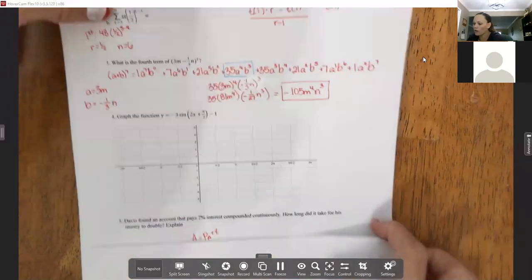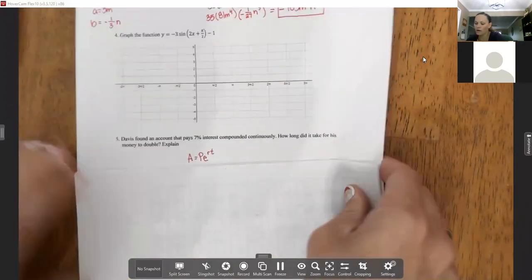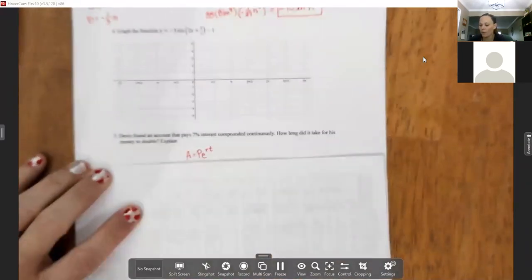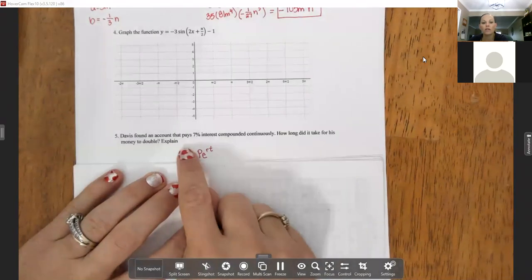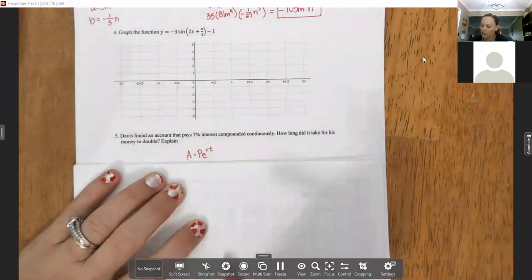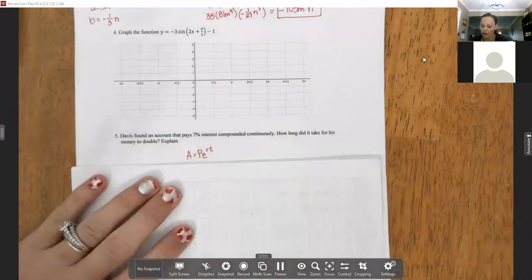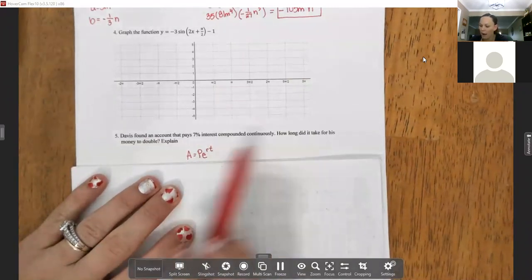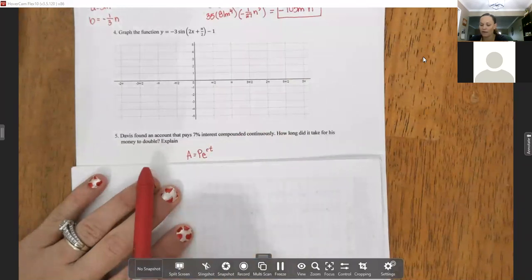Okay, so on number 5 here, I went over it a little bit. That's why I'm covering this up like this. So Davis had an account that pays 7% interest compounded continuously. So that's this formula that we came up with yesterday. How long does it take for his money to double?